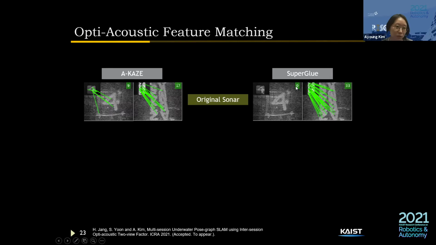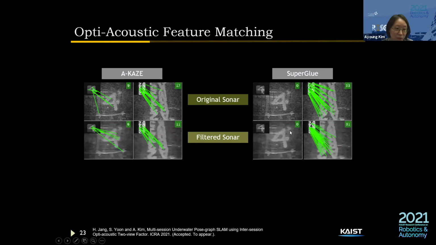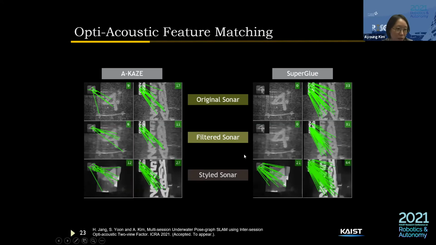As you see here, we couldn't make any matches. We applied the filter, still we couldn't get much improvement, but if we apply our style transferred sonar image to the optical image, as you see, in many cases, we could make a lot of registration.